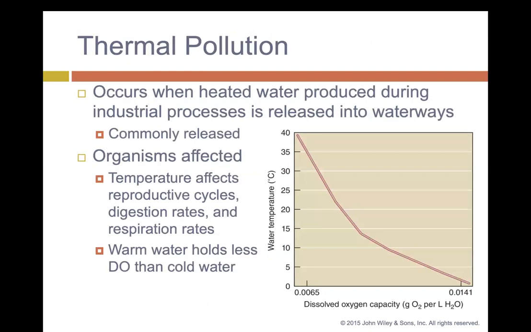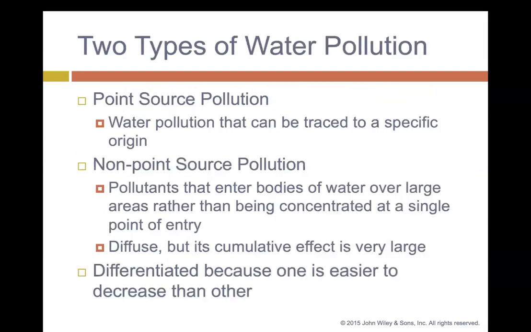Thermal pollution occurs when heated water produced during industrial processes is released. The increase in temperature can also affect reproductive cycles, digestive and respiration rates of these organisms. So in summary, anything that we release into the ground can affect the water, and that could have negative effects on human and organism health.